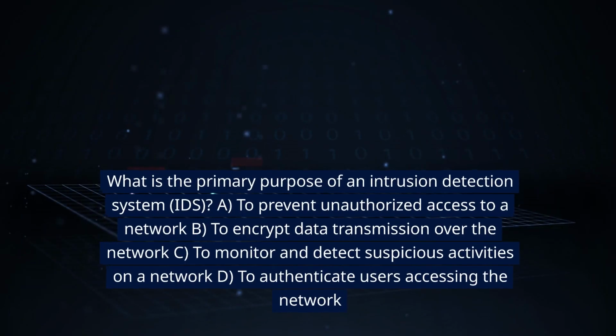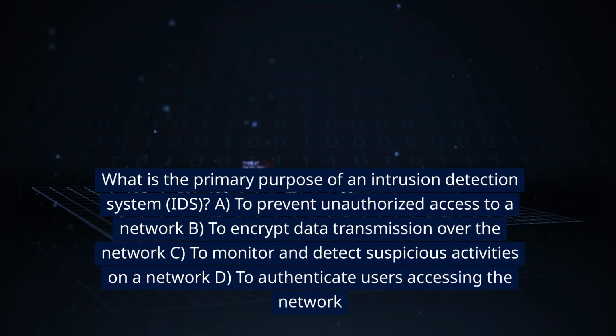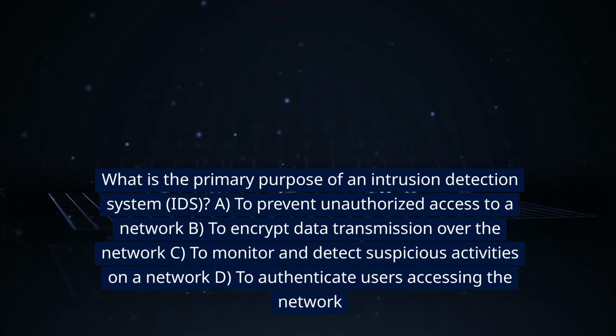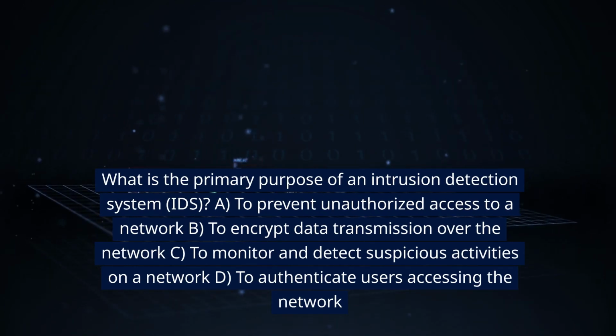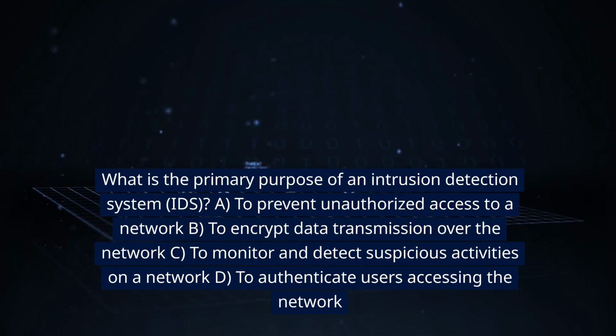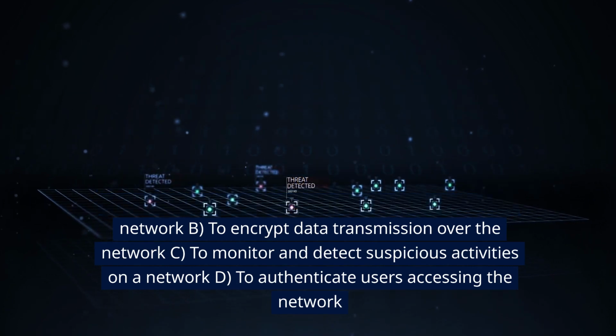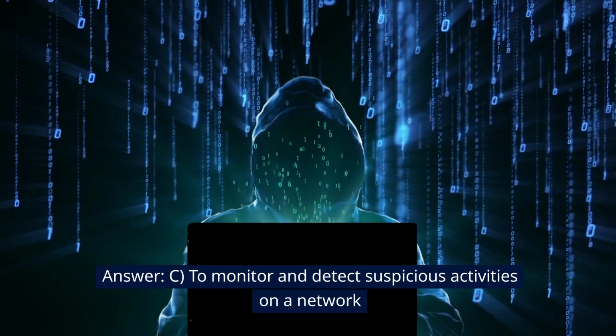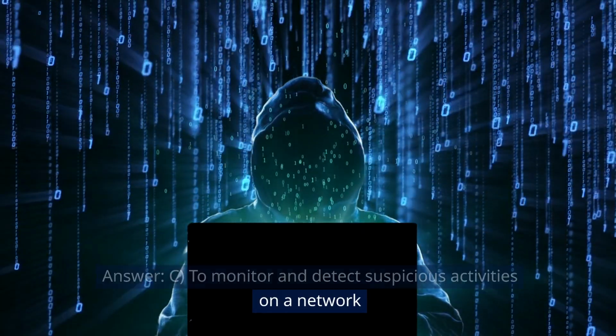Authorization. What is the primary purpose of an intrusion detection system, IDS? A. To prevent unauthorized access to a network. B. To encrypt data transmission over the network. C. To monitor and detect suspicious activities on a network. D. To authenticate users accessing the network. Answer: C. To monitor and detect suspicious activities on a network.